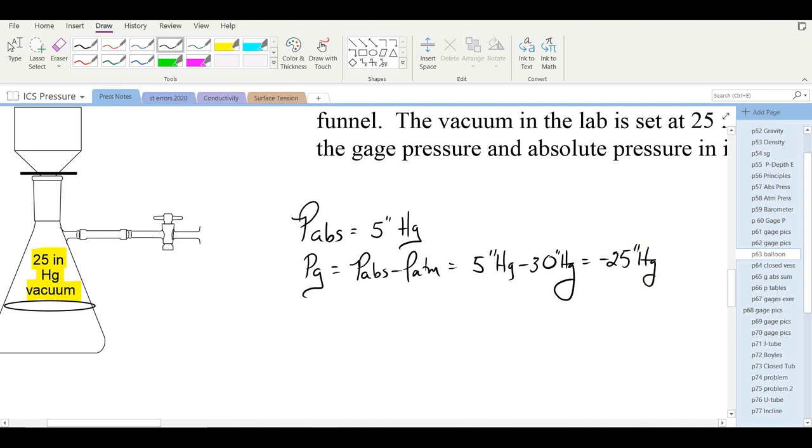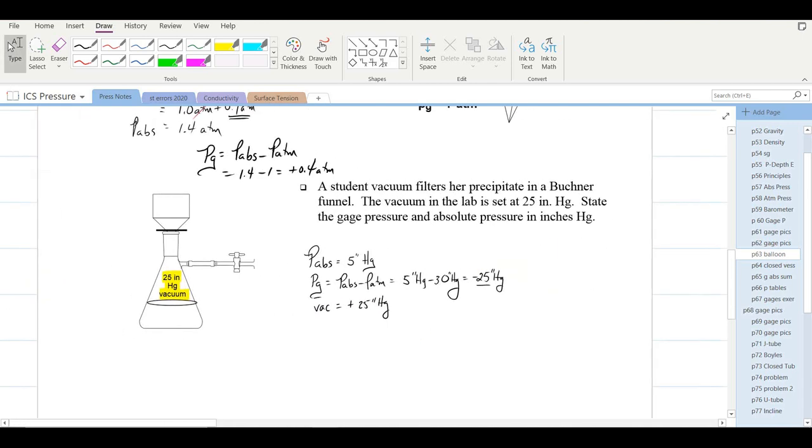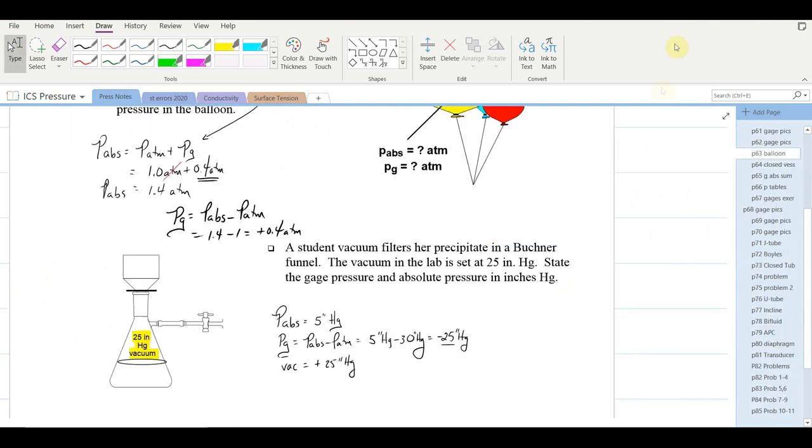The gauge pressure is negative 25. When the pressure is less than atmospheric, the gauge pressure will be negative. When the pressure is greater than atmospheric, the gauge pressure is positive. So if the gauge pressure is minus 25, it means the vacuum is equal to plus 25 inches of mercury, which is what was stated in the problem, right? 25 inches of mercury vacuum. Right, so we should be able to do the rest of problem number one now.